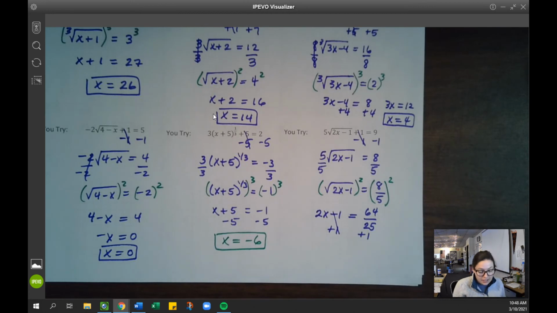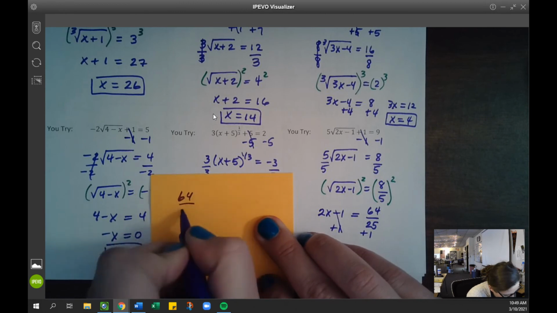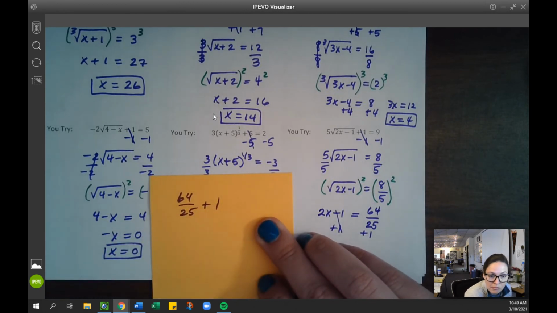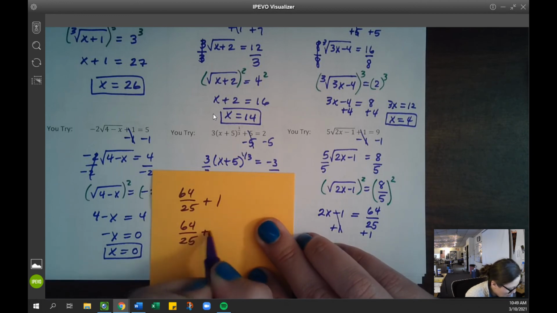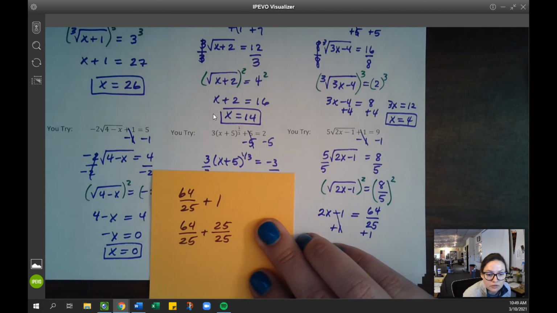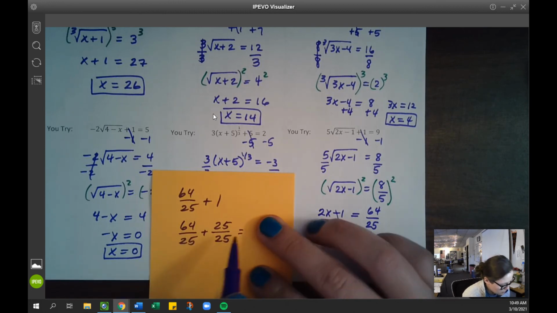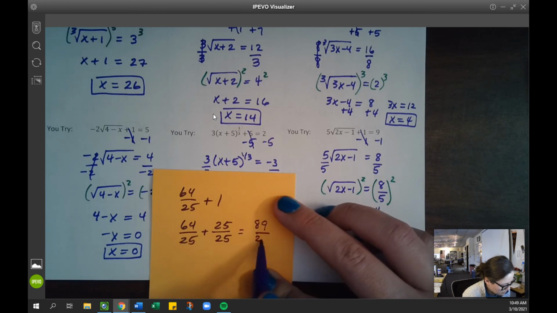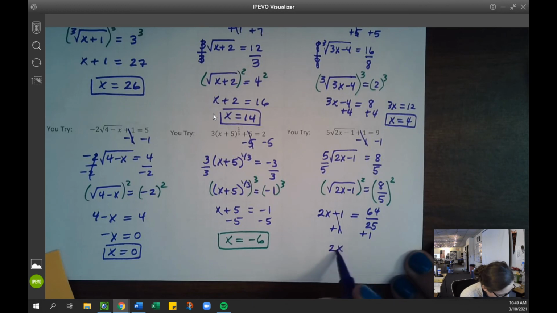basically I have to get a common denominator. So what am I doing? I'm doing 64 over 25 plus 1, which 1, if I want a common denominator, would be this, right? 25 over 25 is 1. Now I can go ahead and add these together, which gives me 89 over 25. Okay, so I have 2x equals 89 over 25.